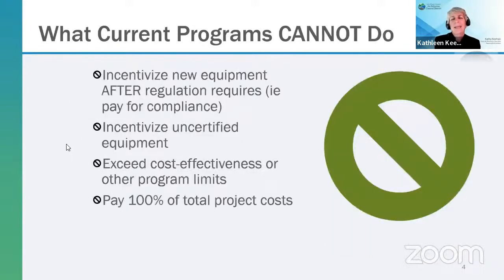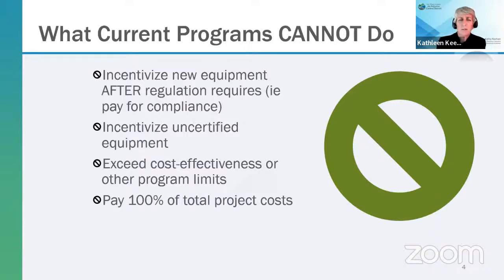There are certain things we cannot do with the incentive programs due to state and federal restrictions on these funds. Those restrictions mean we usually cannot incentivize a project after the regulations already require it. We cannot provide funding for untested or uncertified equipment. We cannot provide more funding than the program's cost effectiveness limits.